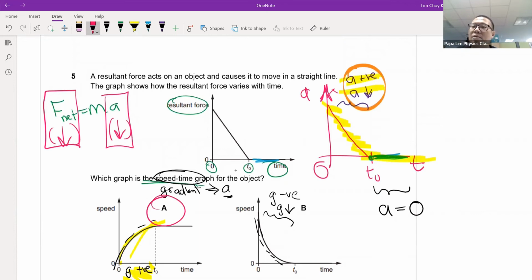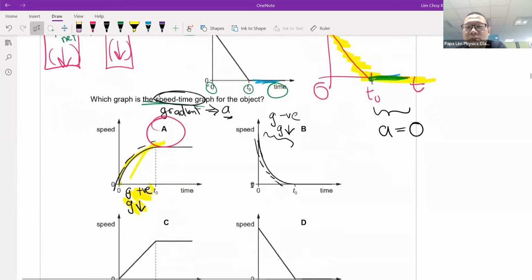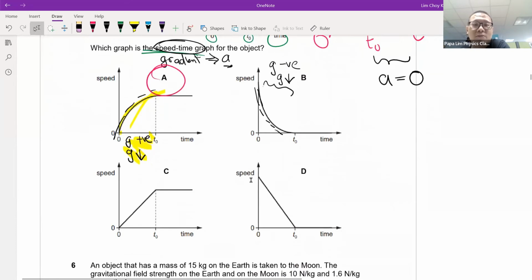So that's why I can deduce that A is the answer. This is what we mean by needing students to make reference from the force time graph, make a relationship to the acceleration time graph, and eventually make another inference to the speed time graph. It's like a 3 steps inference, or what you call a 2 steps inference. Just take note of this. It is quite an interesting question. It requires the students to take their description of the VT graph to another new level.